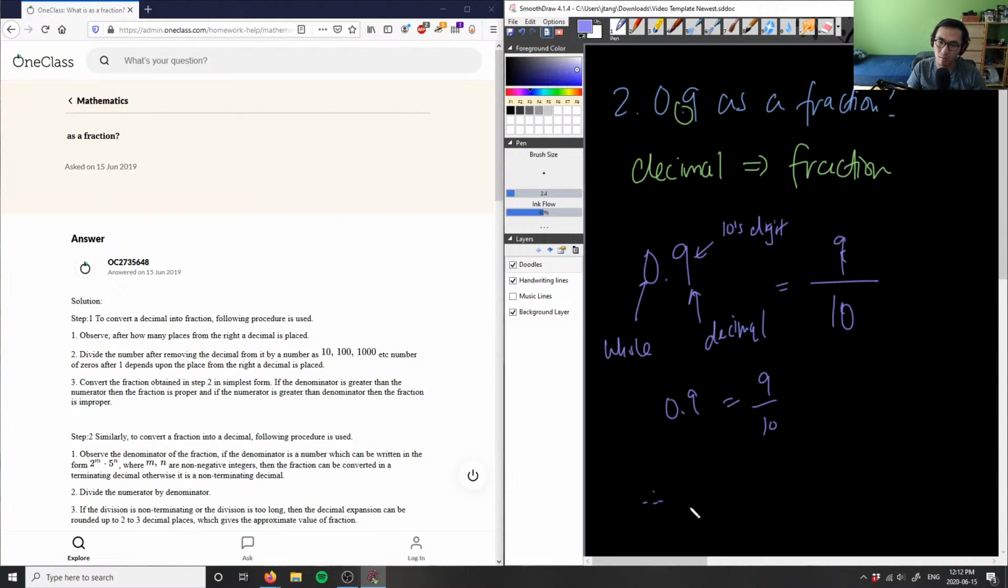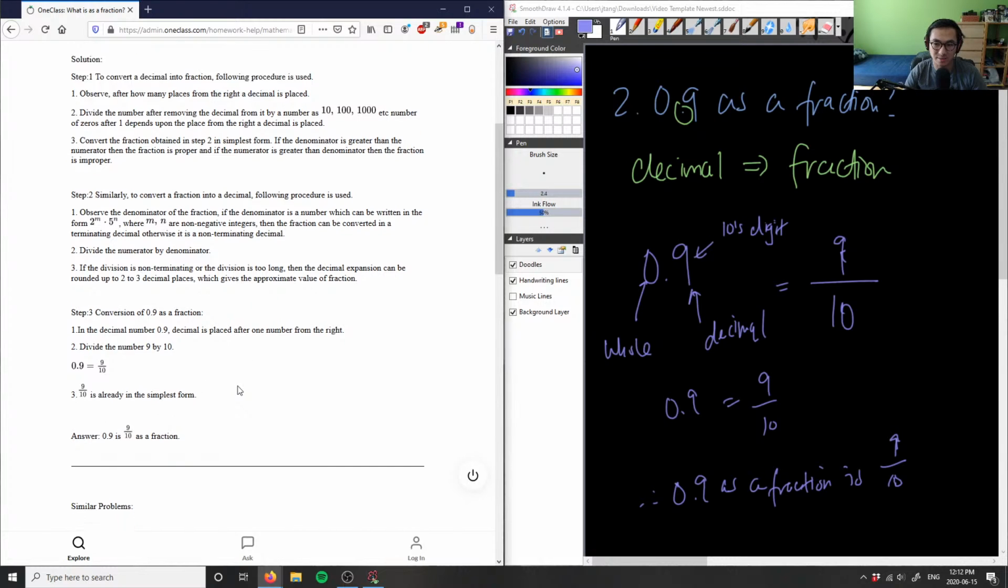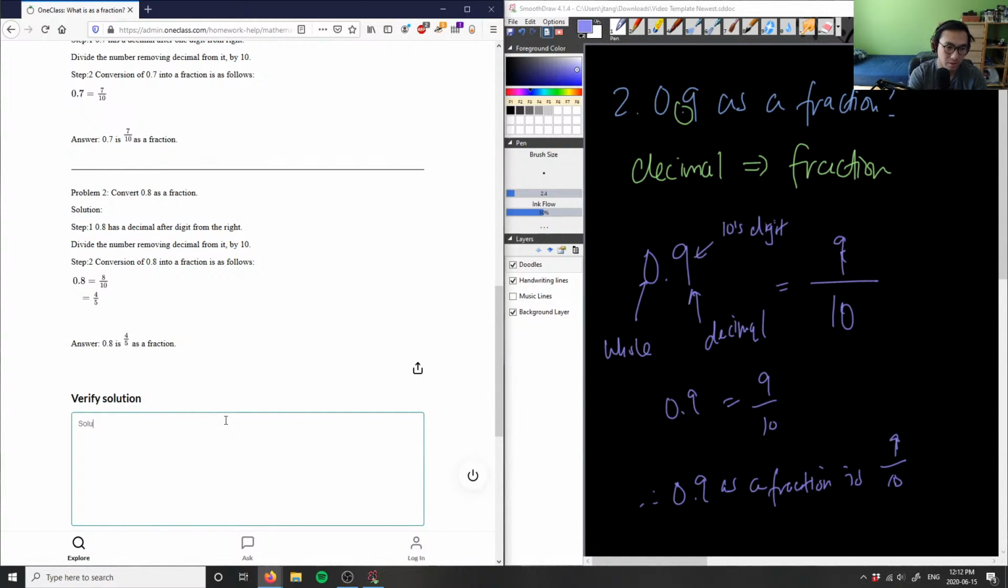So we say therefore 0.9 as a fraction is 9 over 10. And this here is our solution for this problem. As you can see, 0.9 is 9 over 10 as a fraction. This solution is correct.